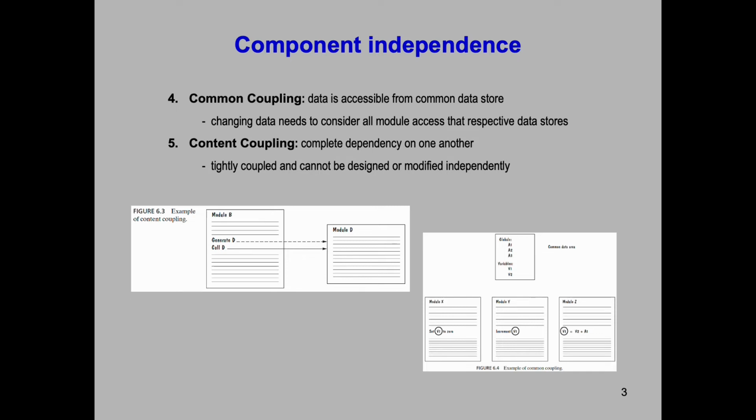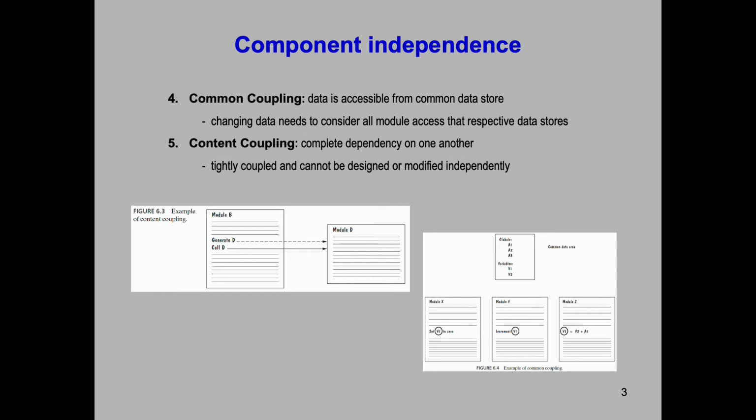Next, we have common coupling. This is where data is accessible from a common data store. Changing data needs to consider all the modules that access that respective data store. So to the bottom right, you can see a common data store and the box at the top of that image. There's globals and variables, and then you have the three modules below, X, Y, and Z, and they're working with that global data store. So if the data store changed, they all need to know if it's an integer, a string, or what have you, so they all know how to work with the data properly.